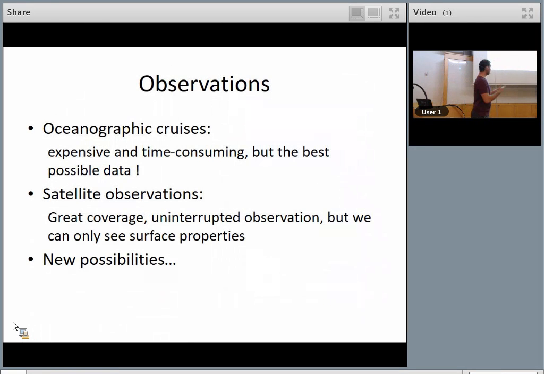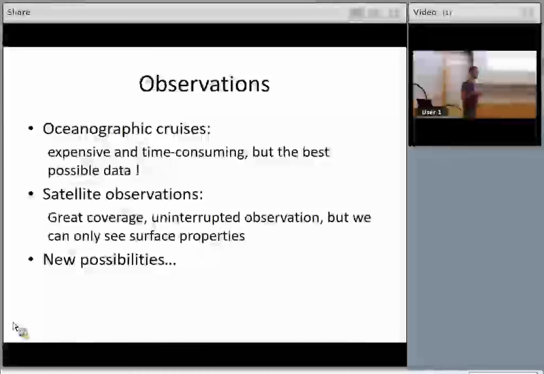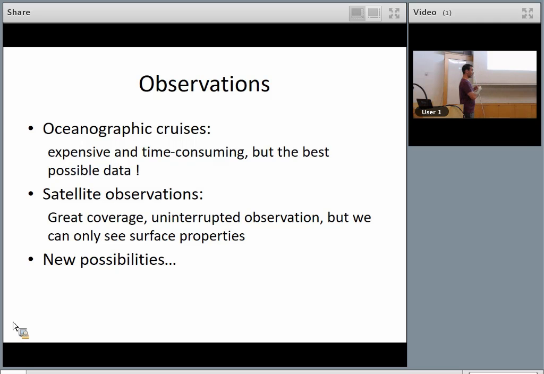So to go with a research vessel, as I said, it's the way to produce the best data, but it has some drawbacks. So it's very expensive and time-consuming. Satellite observation is great because you get a global coverage or nearly global coverage, and it's uninterrupted. But the problem then is that you only see the surface. You have no radiation that can go through water. So you can only detect things that are happening at the surface.